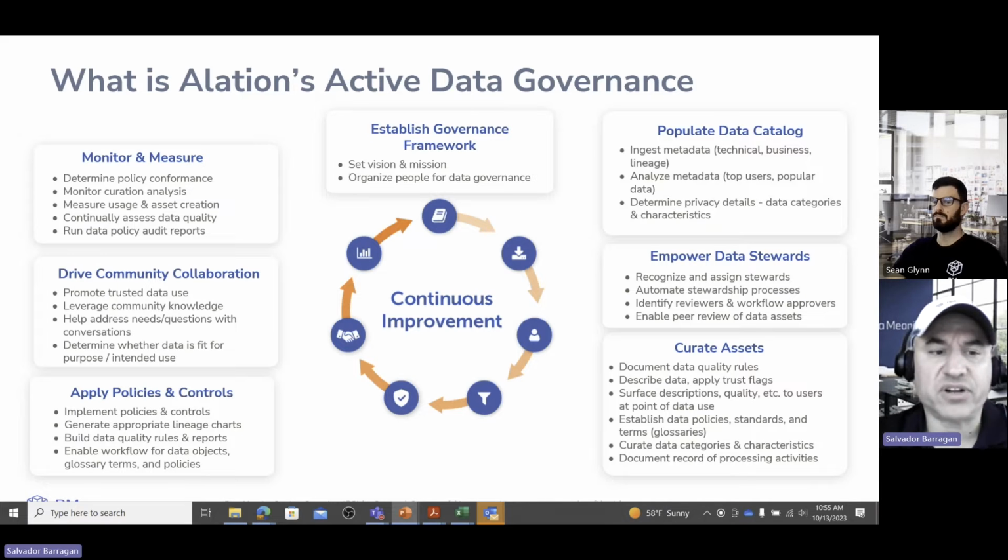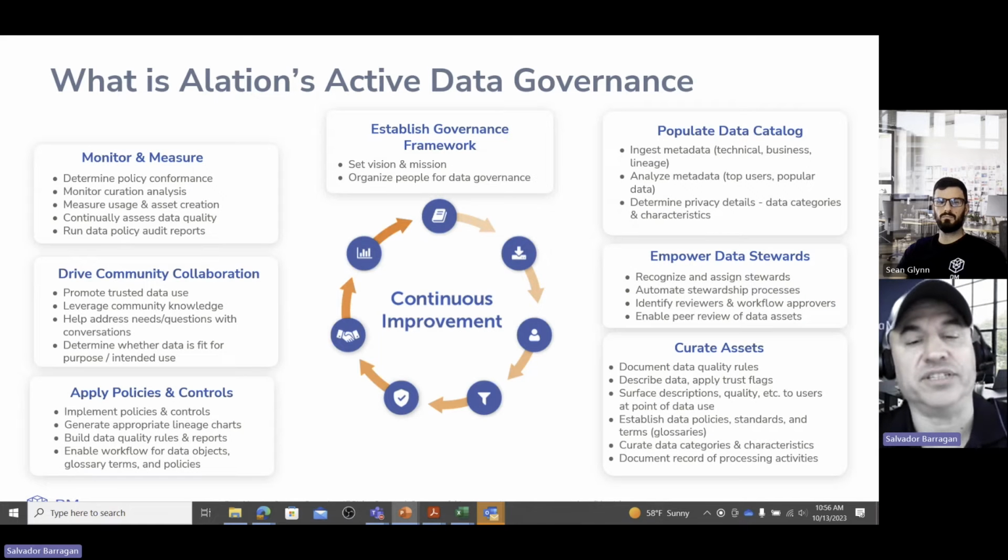Once the curation process starts, you move on to applying the policies and controls. That means implementing the policies and controls, generating the different lineage charts, building any rules or reports that may be needed for the data at the quality level, and enabling the workflows for those objects, the glossary terms, and policies around that. Once those key steps are done, then you can really start looking at collaboration within the community of your organization, within the people that are going to be the first users of Alation.